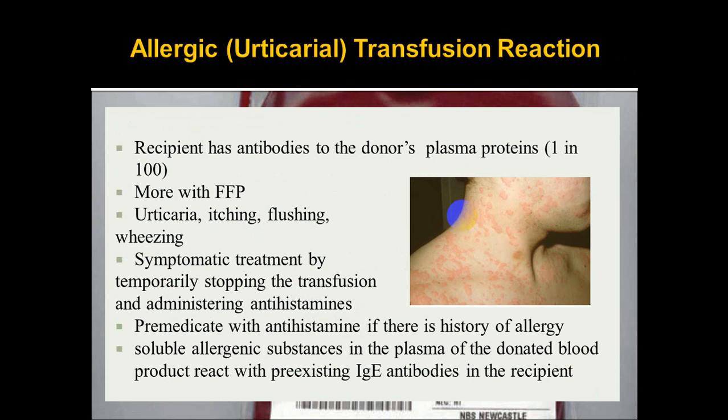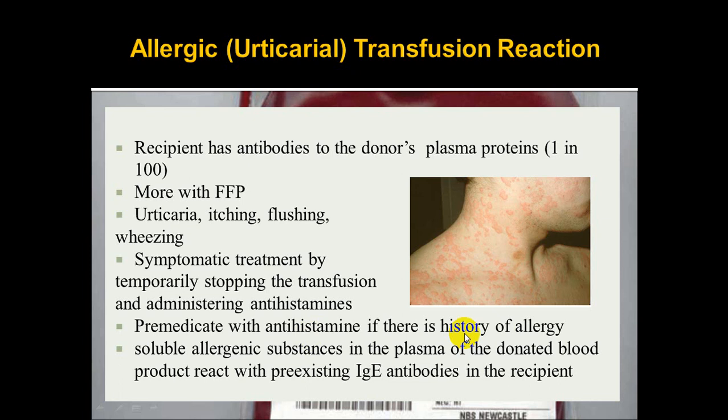What about allergic reaction, transfusion reaction? The recipient has antibody to the donor plasma, more with the fresh frozen plasma. The most common findings are urticaria, itching and flushing, wheezes. Symptomatic treatment by temporarily stopping the transfusion and giving an antihistamine like Avil ampule. Two ampules are usually given IV.